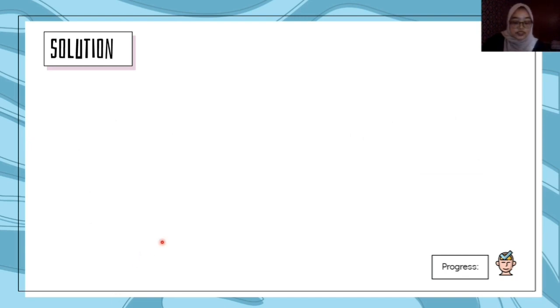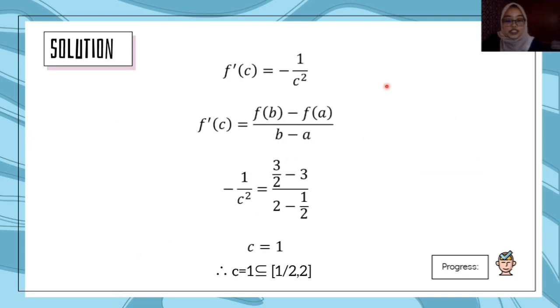Okay, so this is the final part, where we need to substitute c in there. So here we have f prime c, and as I have talked about the formula before, we just need to substitute in all the values given into the equation, and then we got c equal to 1.